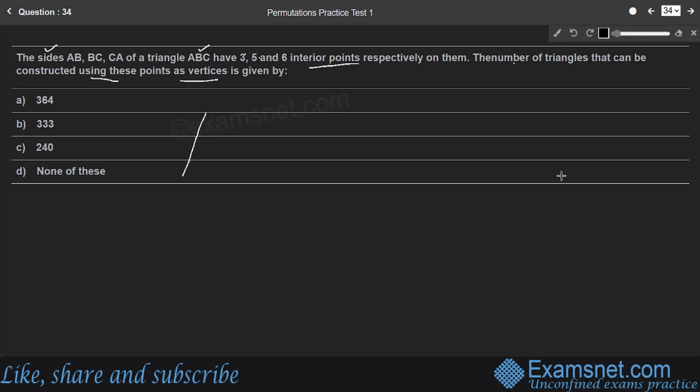So students, let us consider a triangle ABC. Here the side AB has 3 interior points, BC has 5 interior points, and AC has 6 interior points. Right? Here the question is the number of triangles that can be constructed using these points as vertices. So this is very important. You should not include A, B, C points here as vertices. Should consider only these 3 points, 5 points and 6 points.